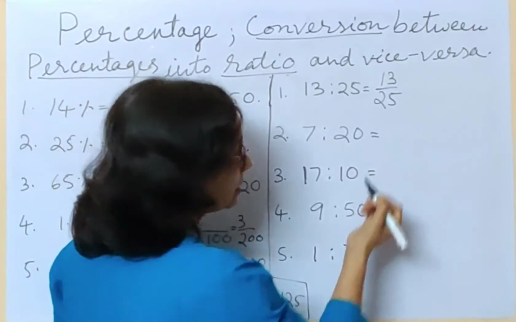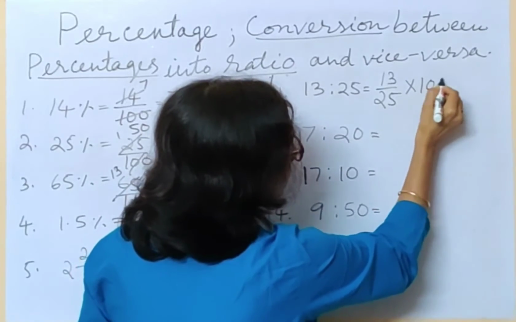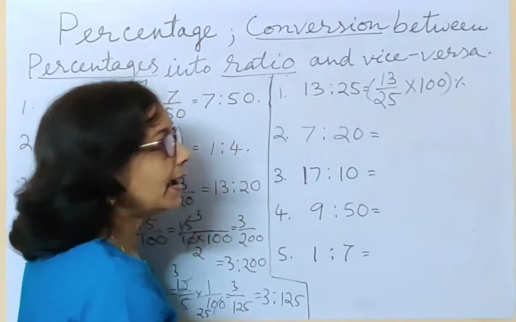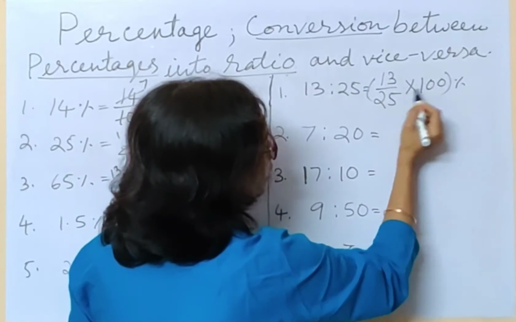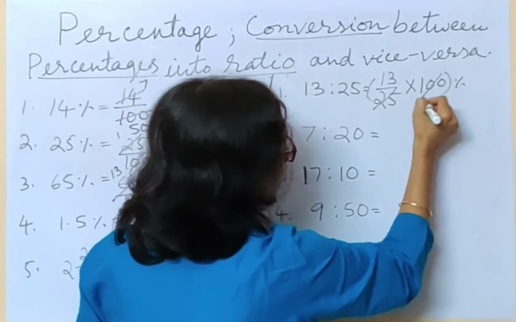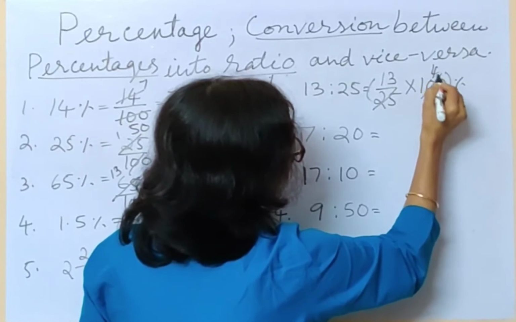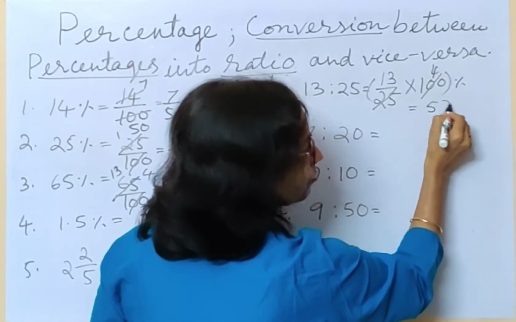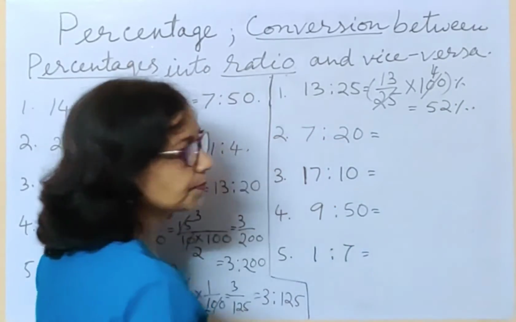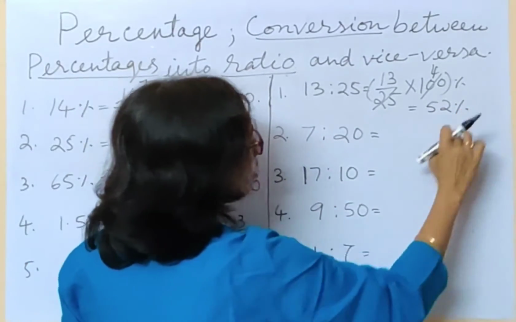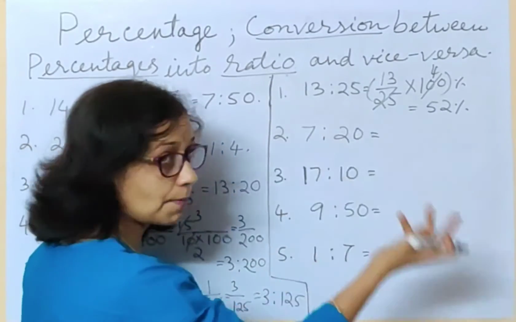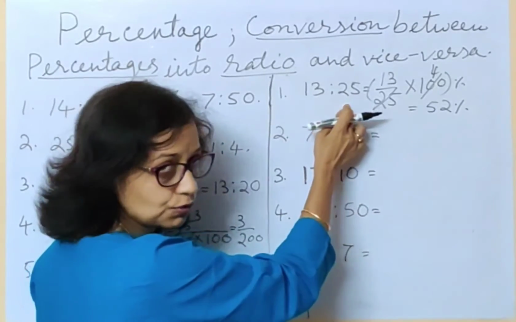Then the next step is we have to multiply by 100 and write the percent symbol. And now we can divide 25 and 100. 25 4 times 100. So it comes 13 into 4, 13 4s are 52. 52%. So now you understood how to do 13 is to 25. How we converted into percentage.